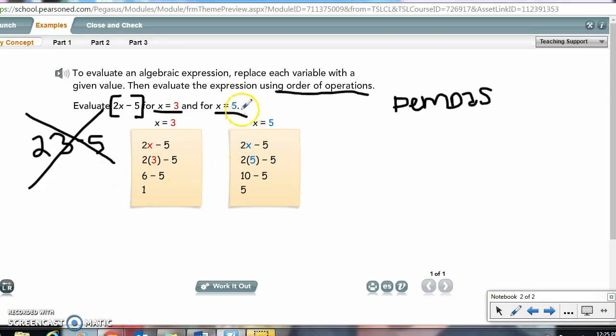Let's look over here. Again, we're plugging in 5 for x. So if 2x minus 5, I need to plug 5 in for x. Again, it is not going to be 25 minus 5. Go ahead and cross that out. That is not correct. You need to put 2 multiplied by 5, in parentheses, minus 5. 2 times 5 is 10. 10 minus 5 is 5. So, which one is greater? Well, x equal to 5 is greater than when x is equal to 3.